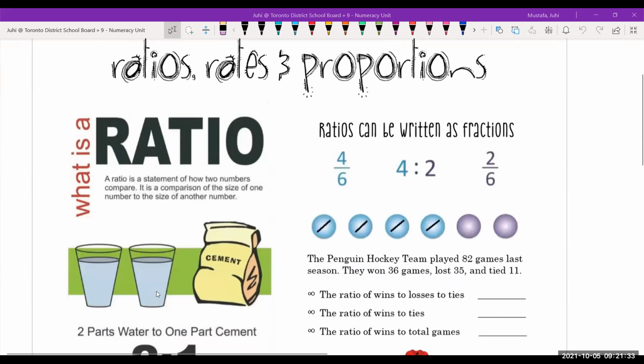It says, what is a ratio? Anyone want to read that out for us? The little paragraph or the little sentence, Nicole?